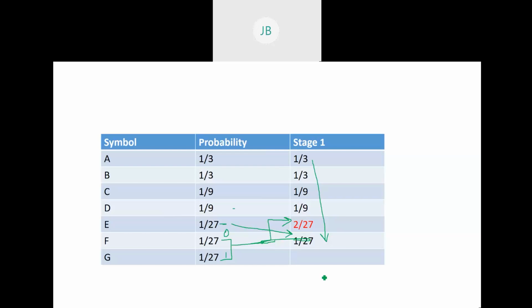We repeat the same process. I use the pointer here to show you. This is the result from the previous step, where we had sorted the value 2 by 27. Now we do the same procedure: we add the two symbols with the lowest probabilities, and we assign a 0 here and a 1 here. The sum of these two values is 3 by 27, and 3 by 27 is equal to 1 by 9. So the new symbol generated here is 1 by 9.